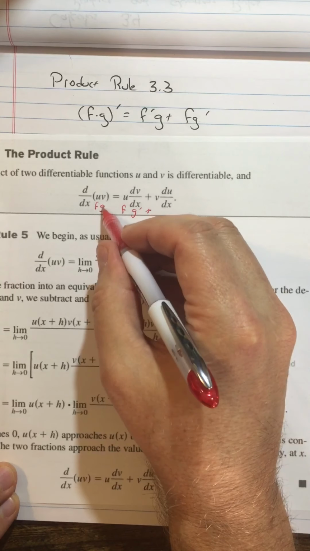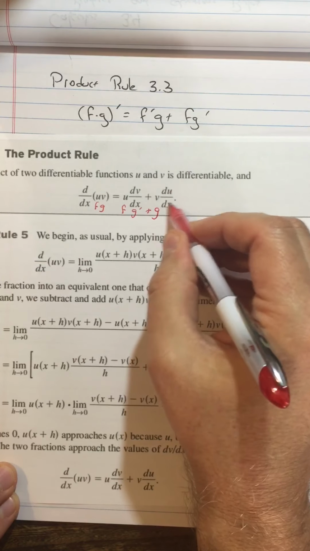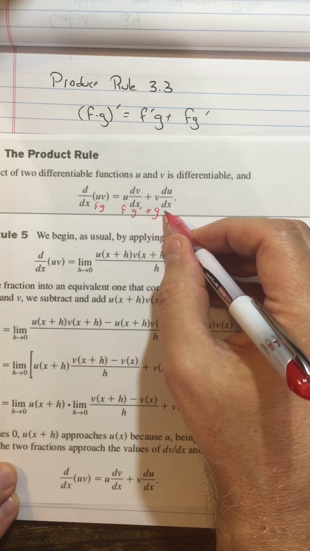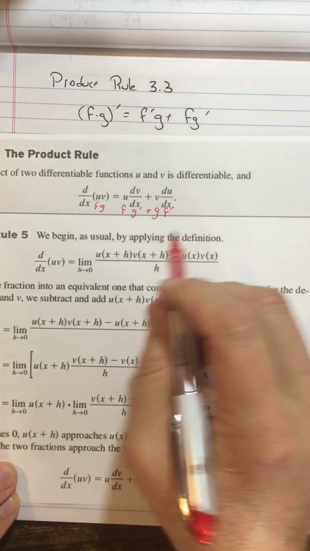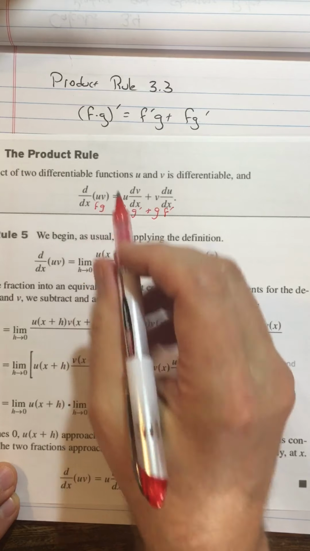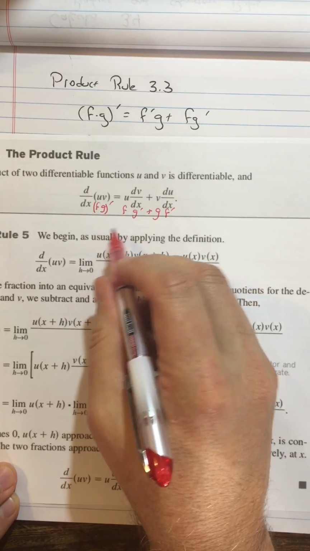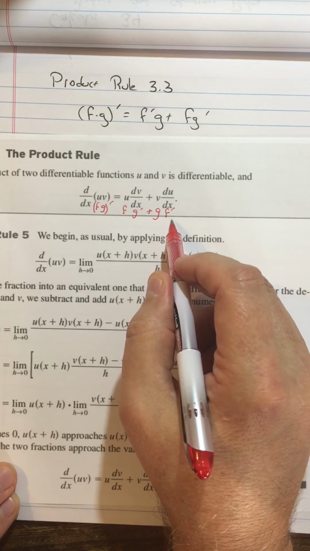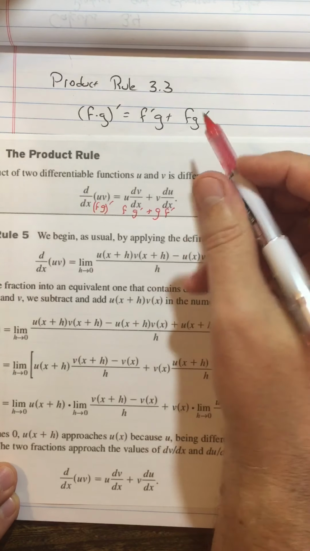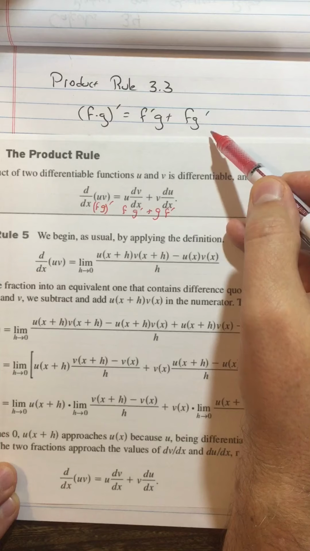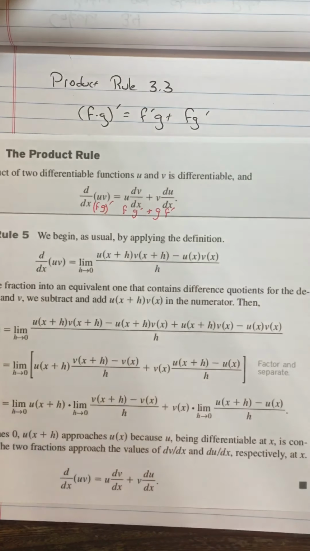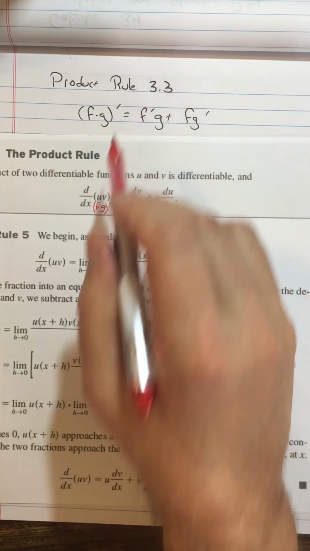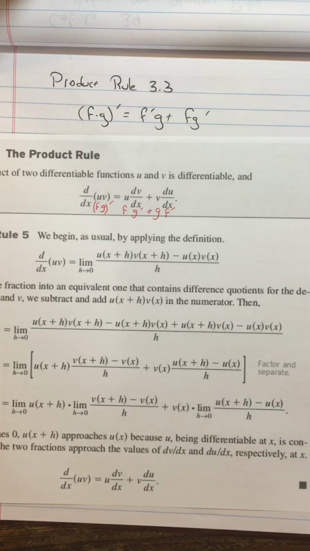And then their v is my g, and their du dx is my f prime. So what they write is the derivative of uv is equal to u dv dx plus v du dx. Hopefully you can see that algebraically that is the same as what I wrote here, f prime g plus fg prime. I just rearranged the letters because it matches the quotient rule better, so we're going to learn it that way because it'll be a little easier to work with.